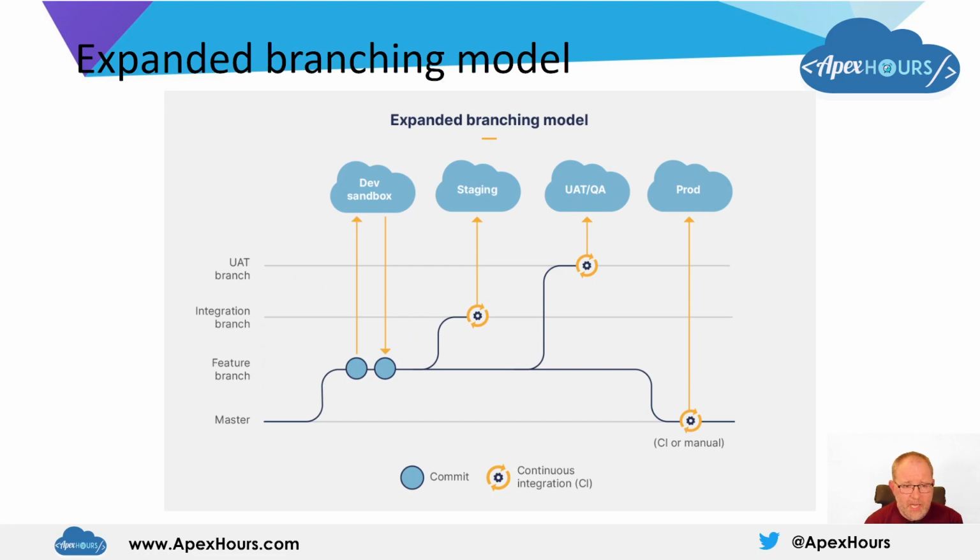So then we look at the expanded branching model. This model adds a few extra long-lived branches which correspond to your integration and your UAT or QA branches. Once a feature branch is complete, rather than merge straight into master, it's merged into your integration branch. To promote any changes from there that you're happy with, you'd then merge into the UAT branch and onwards and upwards into main. This model allows more fine-grained control of which changes get through to each environment.